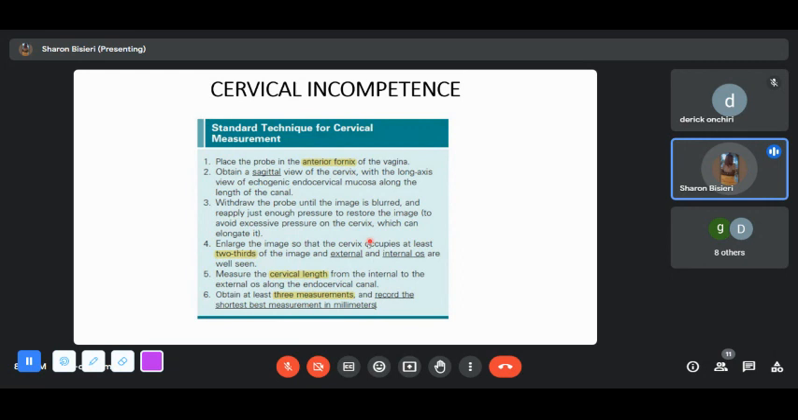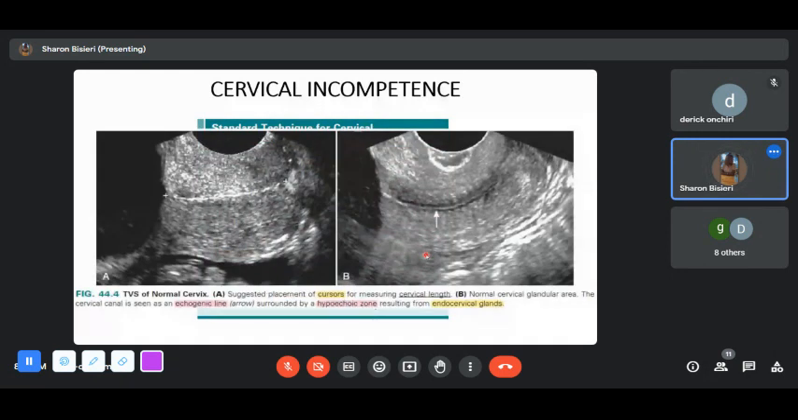And once you're able to see that echogenic endocervical mucosa, you should be able to tell the external and the internal walls. And then from those two, you can obtain your cervical length. Preferably, you should get 3 measurements, and then you record the shortest best measurement in millimeters. So this is what we've talked about.